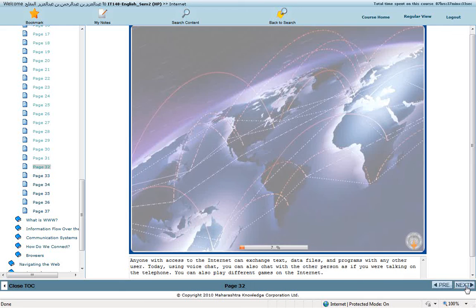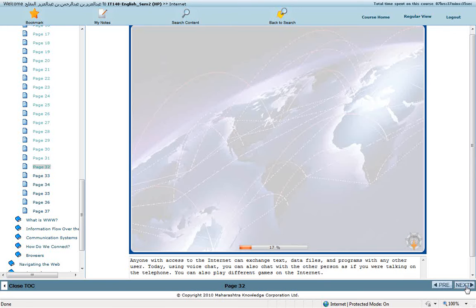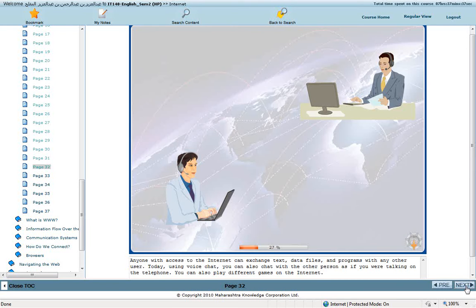Anyone with access to the Internet can exchange text, data files, and programs with any other user. Today, using voice chat, you can also chat with the other person as if you were talking on the telephone. You can also play different games on the Internet.